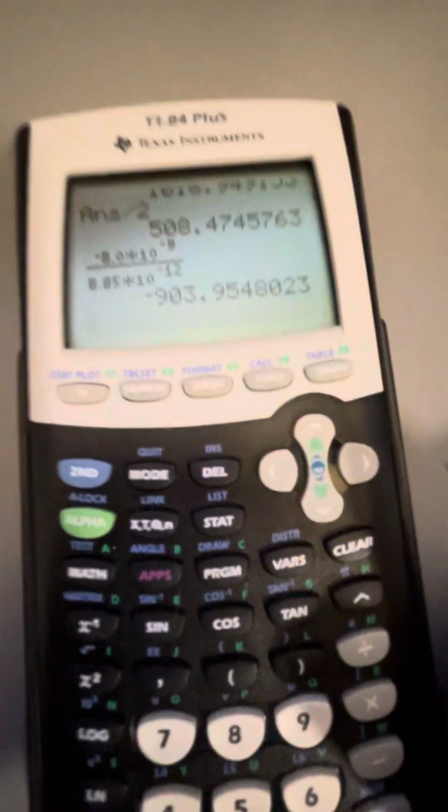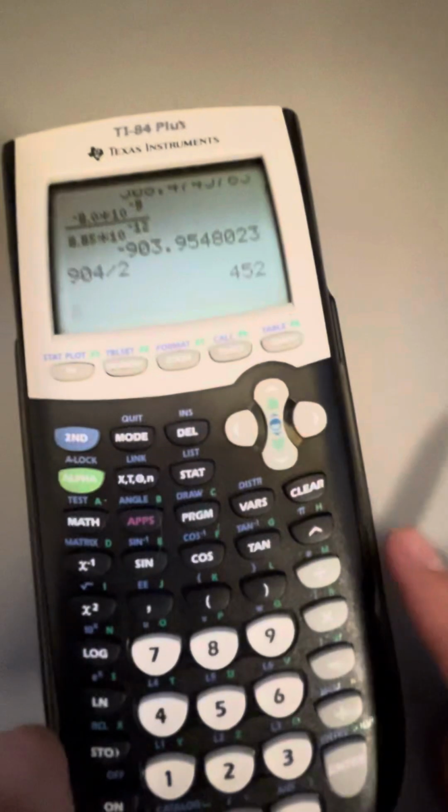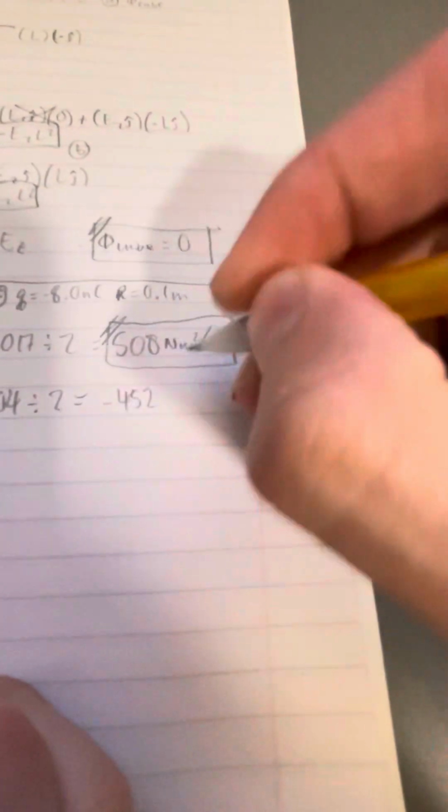We get 903 point, we can just say 904, and then divide that by 2 is 452, and again, almost forgot to incorporate the negatives. That is negative 452, same units for electric flux, Newton meters squared per coulomb.